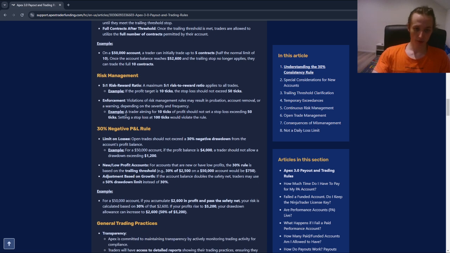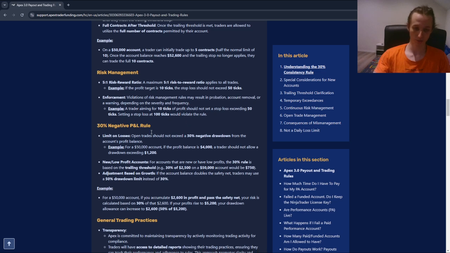Okay, so an example of a failure to respond to a 5 to 1 risk to reward ratio: a trader aiming for 10 ticks of profit should not set a stop loss exceeding 50 ticks. Setting a stop loss at 100 ticks would violate the rule.